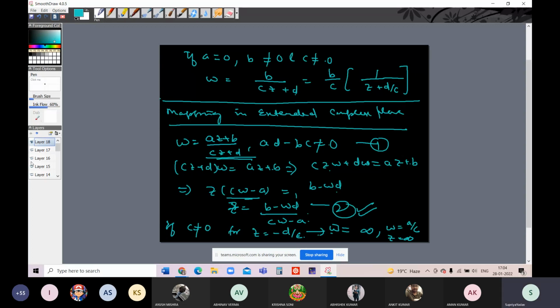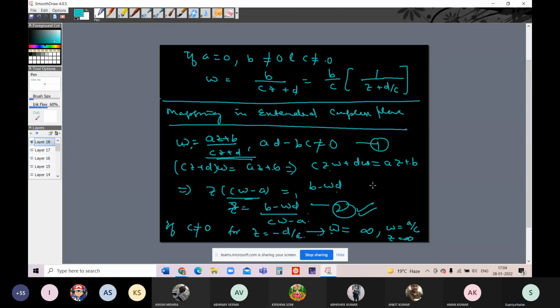And when our CZ plus D is not equal to 0, then Z equal to infinity is also mapped to W equal to infinity. From here, Z equal to infinity will be mapped to W equal to infinity.